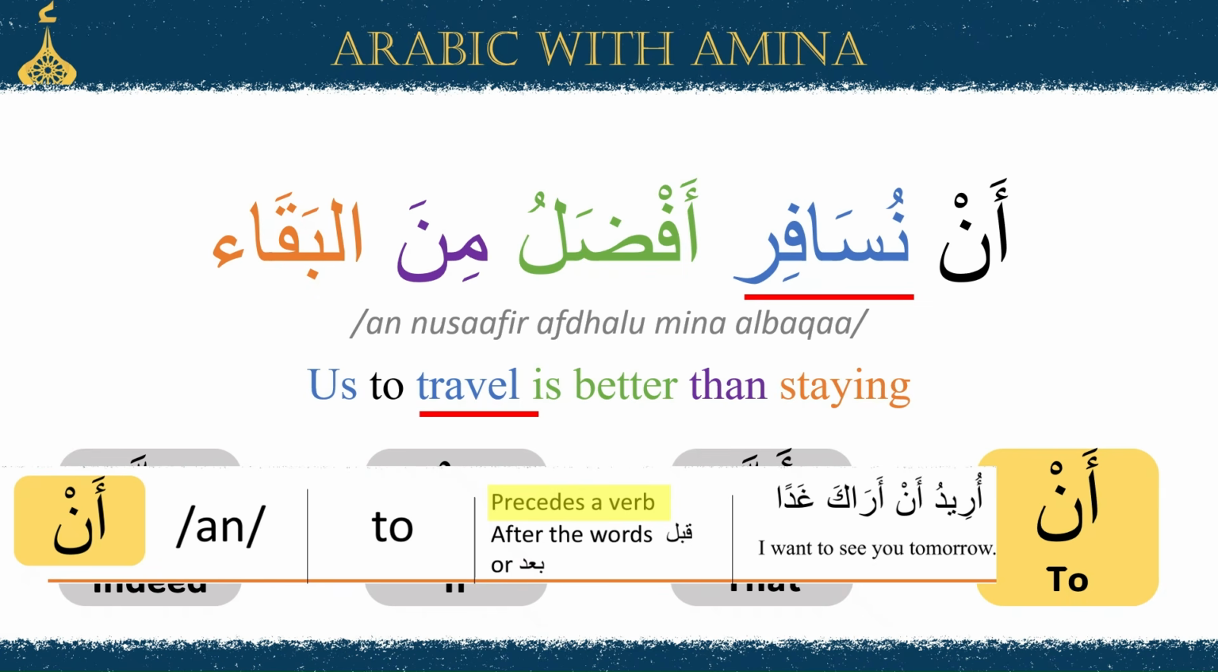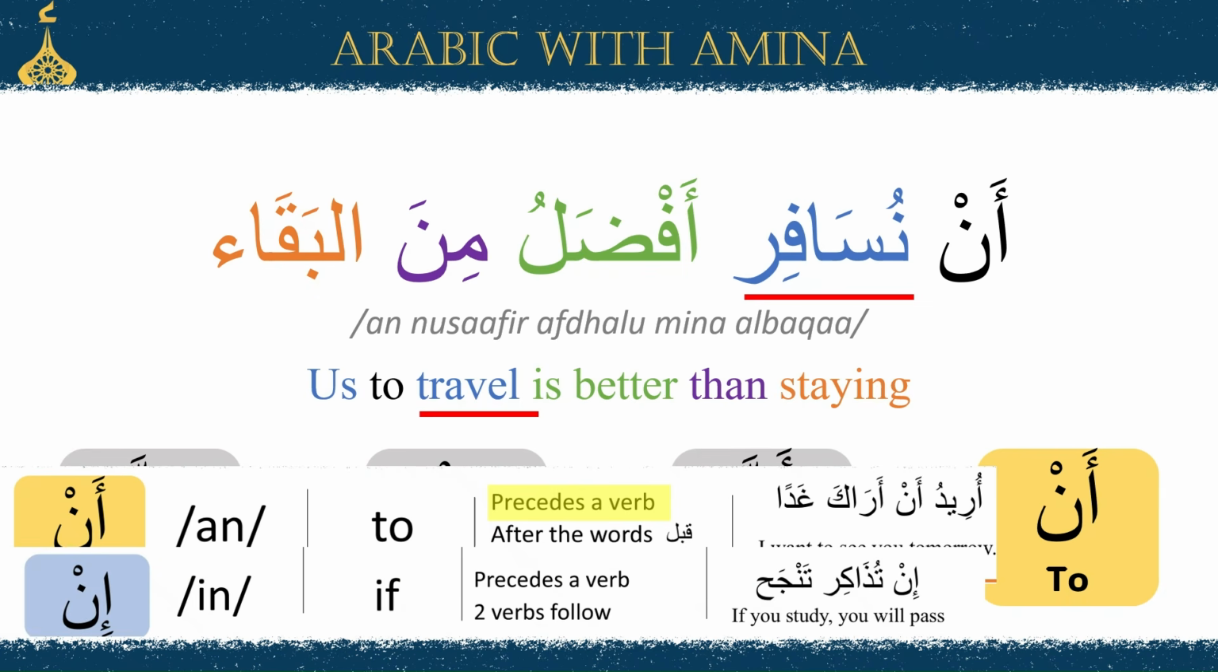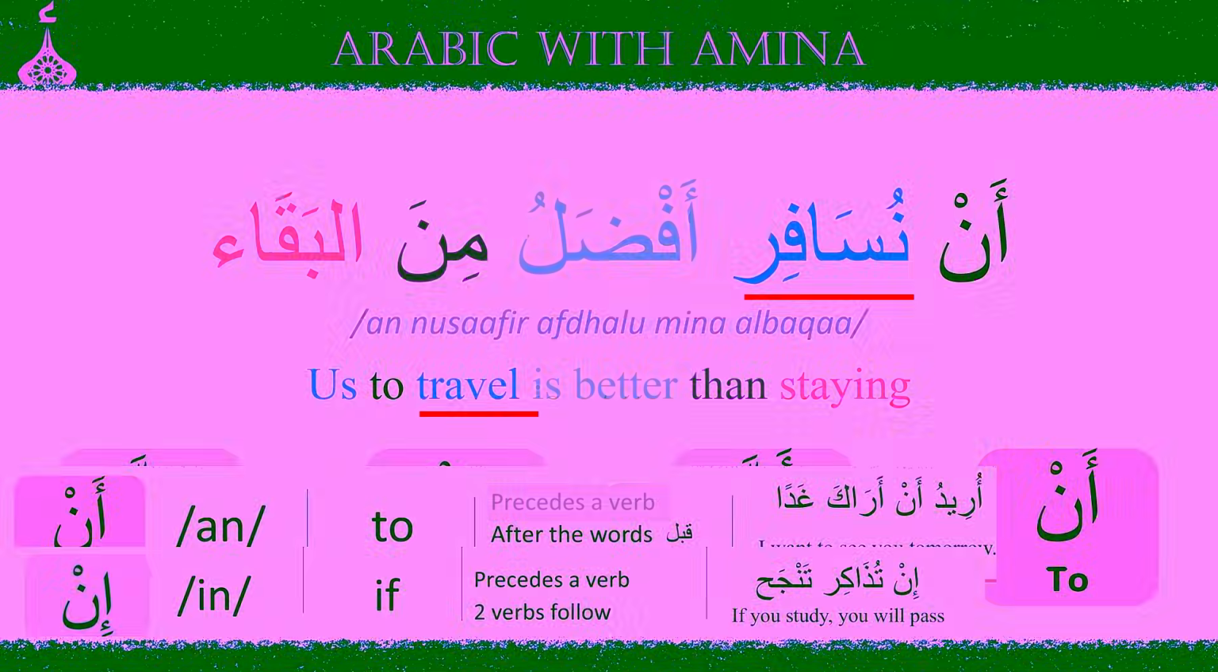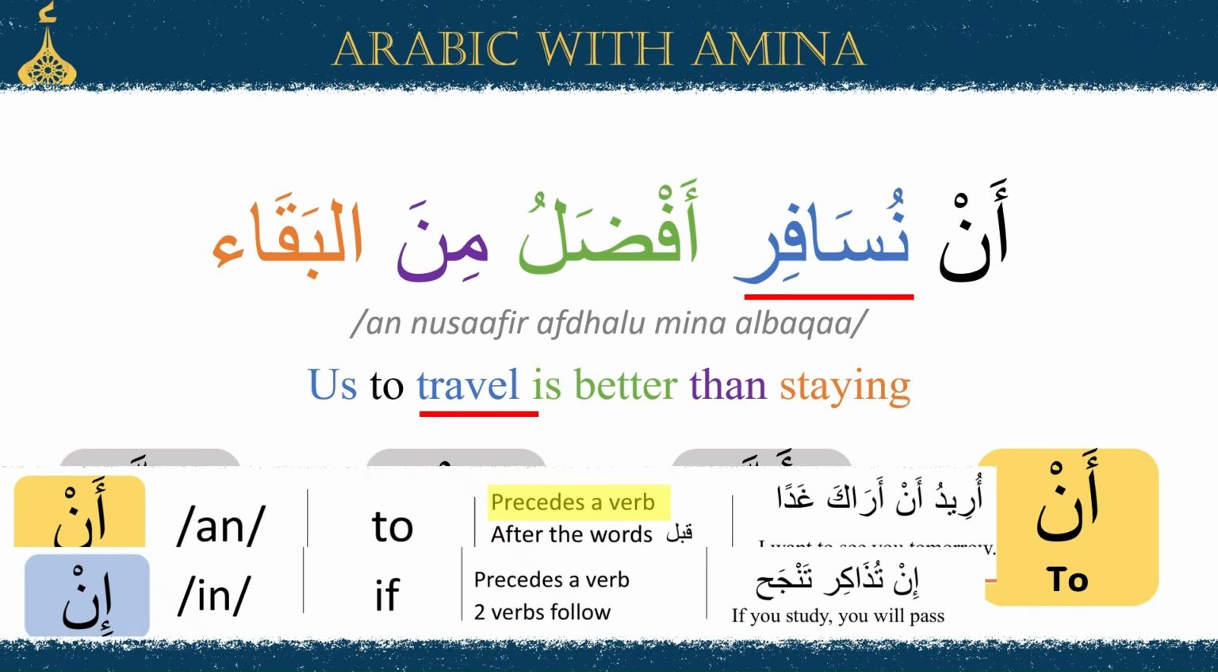Yeah, we do have a verb, but doesn't in also come before a verb? It does. So how do we know this is an and not in? Well, what did we say about in? In will have two verbs after it, not one. And do you see another verb in this sentence? No, you don't. So this is an and not in.